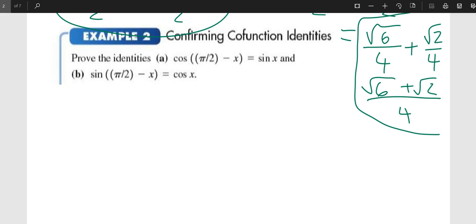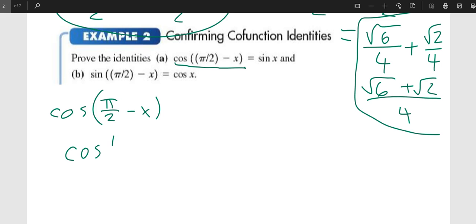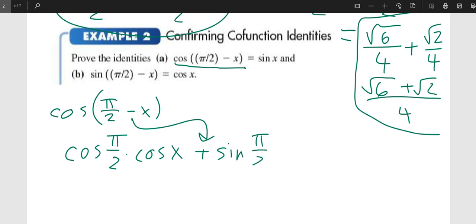So example 2 here, prove the identities. So we're starting with cosine of pi over 2 minus x. Obviously, this is a difference formula. So that's cosine of the first times cosine of the second. And, oh, sorry, not equals. What am I thinking? What goes in the middle? Addition, nice. Sine of pi over 2, sine of x.